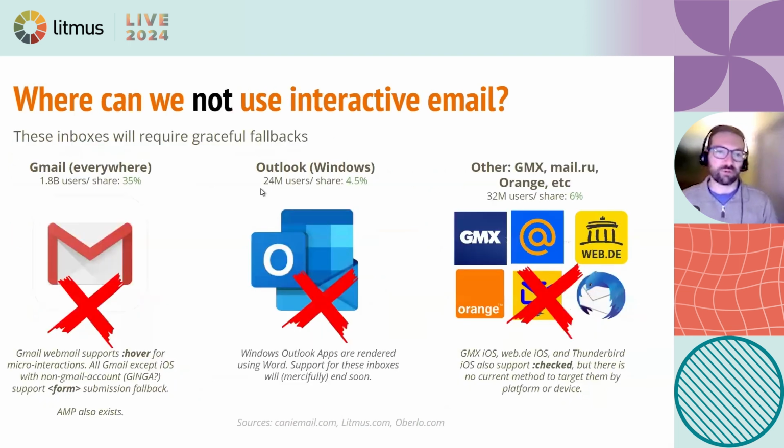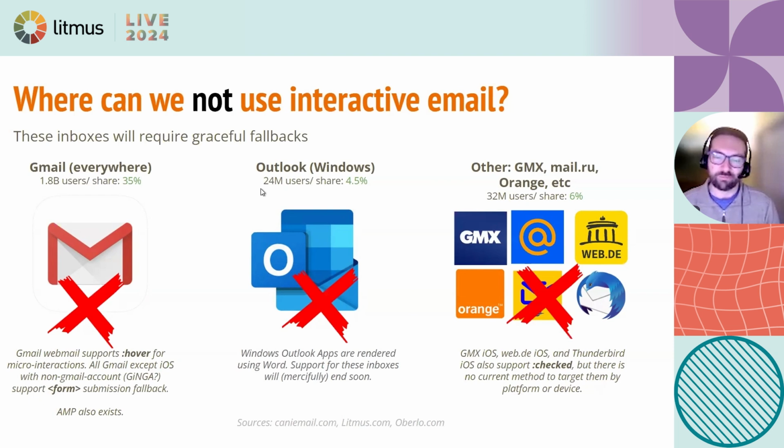And then that leaves the inboxes that we can't use interactive email on. That includes Gmail, our dear friend and enemy Outlook on Windows, and then some of the more obscure inboxes in other countries. You can see some notes down there. Gmail does support hover, all Gmail except for non-Gmail accounts in iOS, so I guess that would be called Gmailify. They support the form submission fallback, and we'll talk about that at the end of the presentation. And of course, if you're approved to work with AMP through Google, you can also just use an AMP alternative in Gmail if you'd like to.